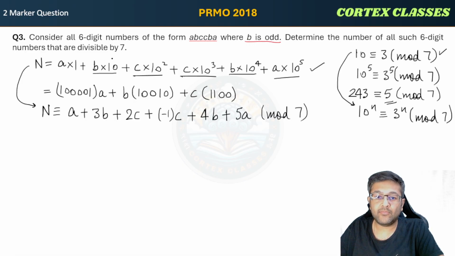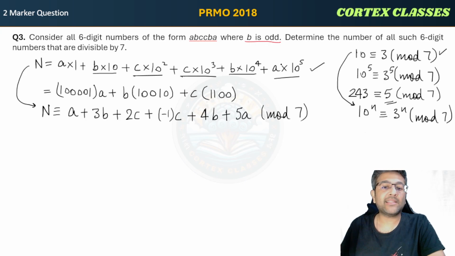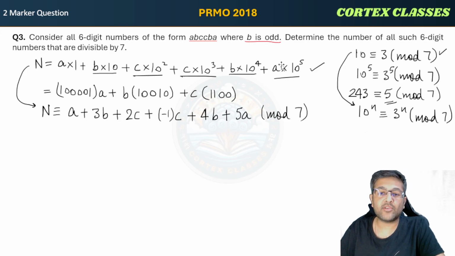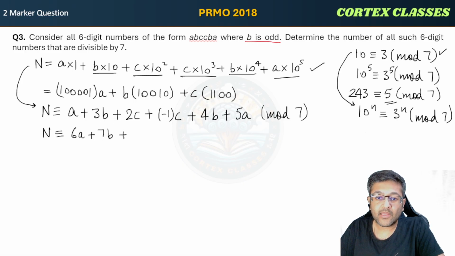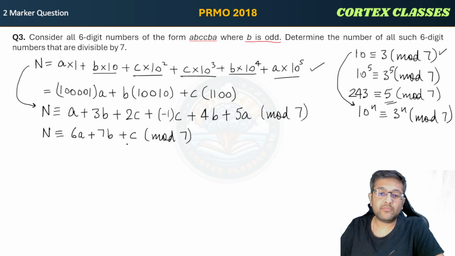I have done the जो first equation हमने लिखी थी उसका हमने congruent modulo 7 के साथ कर दिया है basically. तो हर term का हमने congruent modulo 7 कर दिया है. So that means n is congruent to a plus 5a becomes 6a, right? Plus 3b plus 4b is 7b, and 2c minus c is c. So guys, we want this whole term to be divisible by 7. We'll come to that.